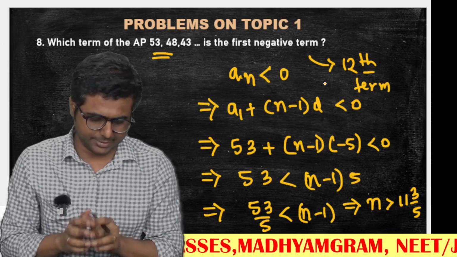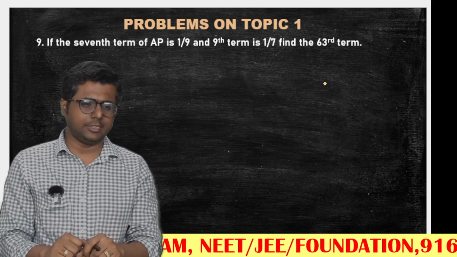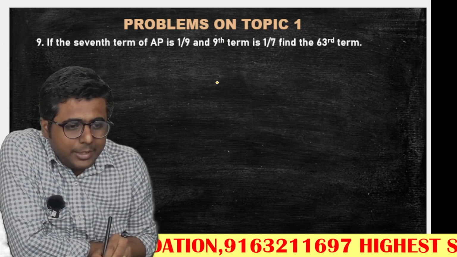Okay guys, next. Oh, 8th problem done. Now coming to the 9th problem. 7th term of the AP is 1 by 9.